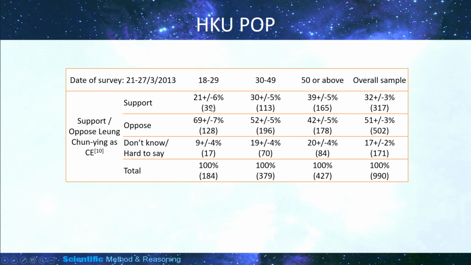And also you were told how to read these numbers. 39 means that 39 people support CY and they are from the young age group. And 113 subjects support CY and they are from the middle age group. And 165 support CY and they are from the old age group. So if we add up these three numbers, irrespective of age group, we have a total of 317 supporting CY. And that is the table we have.